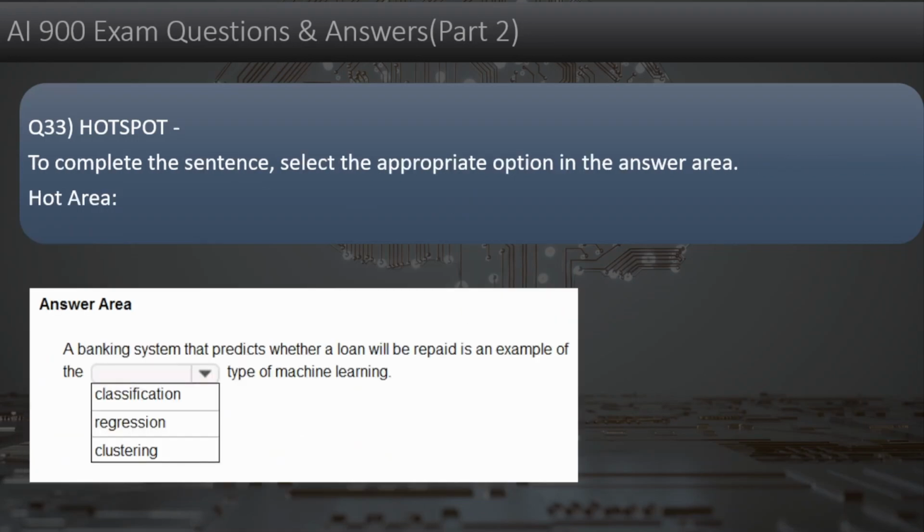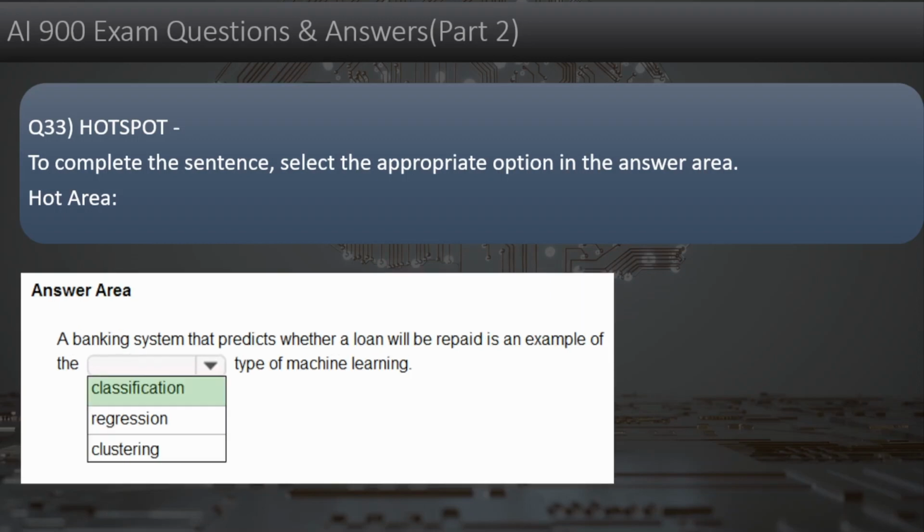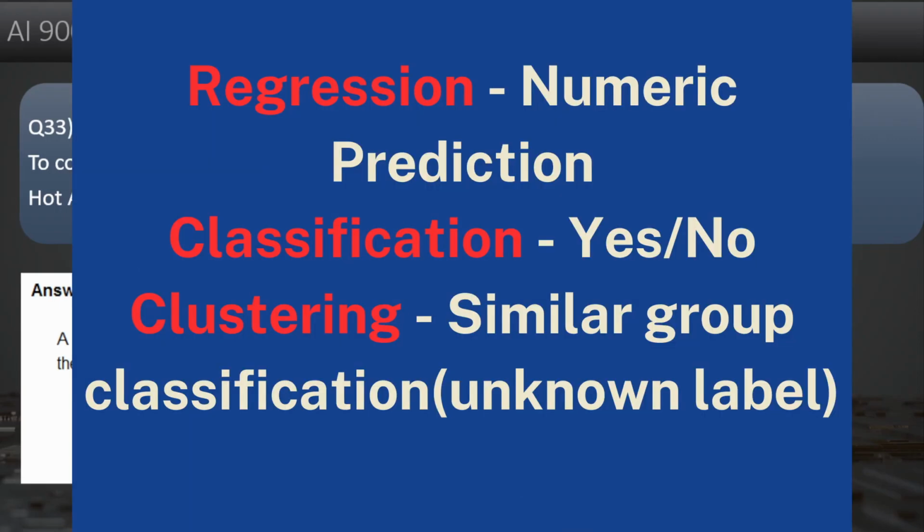To complete the sentence, select the appropriate option in the answer area. A banking system that predicts whether a loan will be repaid is an example of the dash type of machine learning. Options: classification, regression, clustering. The answer is classification.